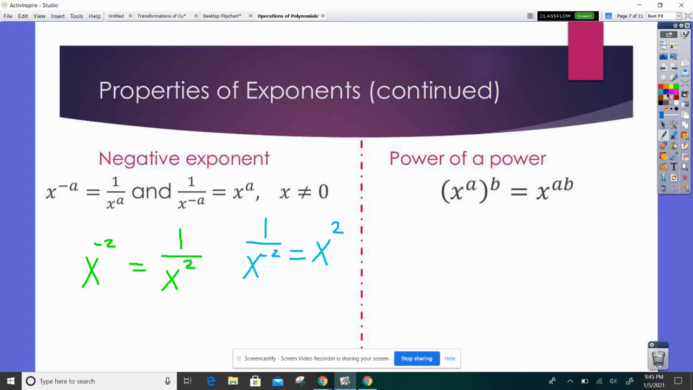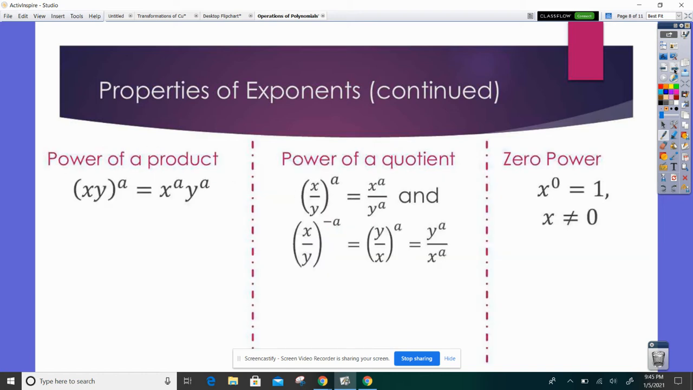Another one that we're going to see a lot is called power of a power. Okay, and that occurs when you have an exponent that's raised to another power. When you have a power to a power, for example, x squared to the power of 3, you simply multiply those exponents. So x to the power of 2 times 3. 2 times 3 is going to give us 6. So that's x to the power of 6. Okay.